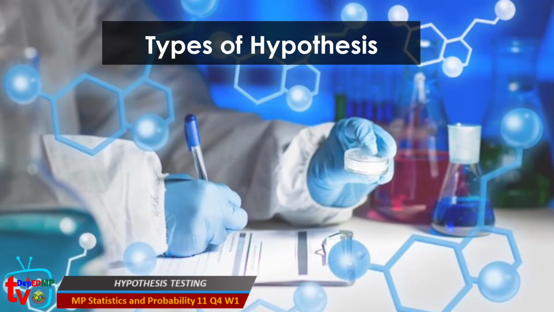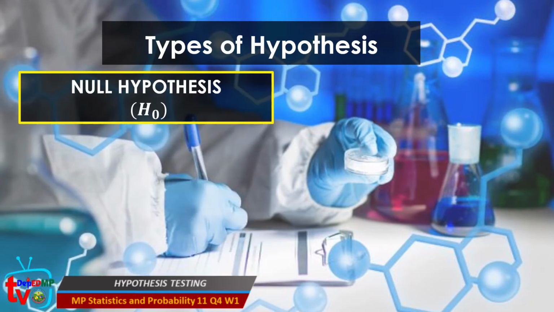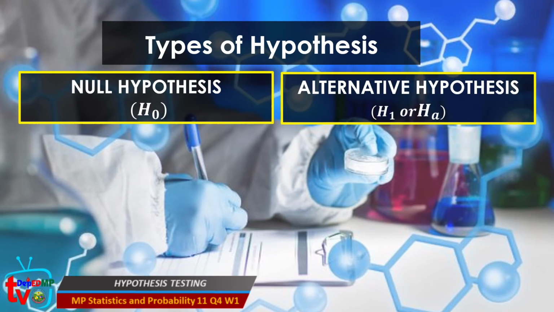Let us now define null hypothesis and alternative hypothesis. Null hypothesis is usually denoted by letter H with subscript 0. It is pronounced as H null or H0, while alternative hypothesis is also denoted by letter H with subscript 1 or A, which is pronounced as H1 or H alternative.